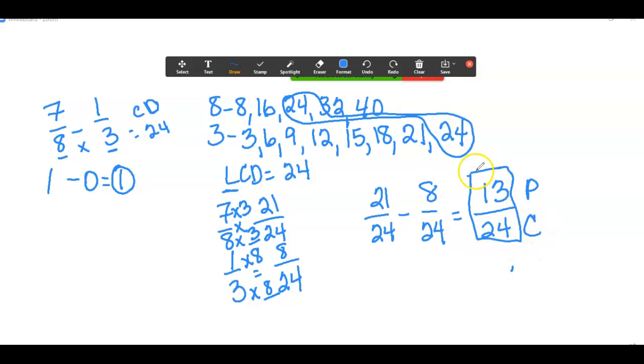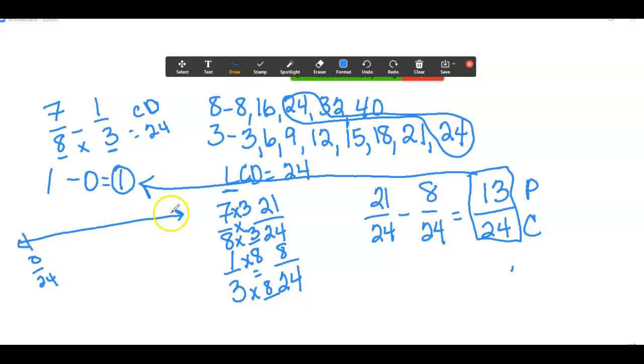Okay, so let's evaluate that with our estimate over here. Is 13/24 close to 1? It's kind of a tricky question, isn't it? Because if I do a number line, this is 0/24, this is 24/24. What is half of 24? Well, half of 24 is 12/24, right? Which means 13/24 is probably right here. So wouldn't that be closer to a half?